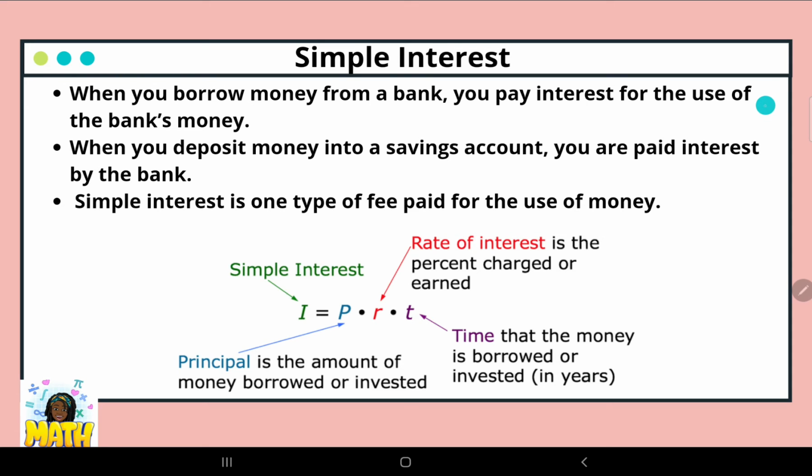The formula we'll use for simple interest is I equals PRT. And we know that whenever we have letters next to each other, it implies multiplication. So it's P times R times T, where I represents the simple interest, P is the principal, the amount that is being invested or borrowed, R is the rate of interest as a decimal, and T is time represented in years.